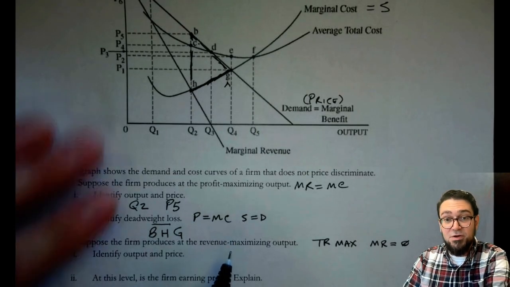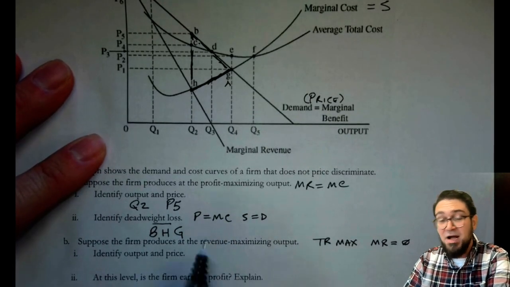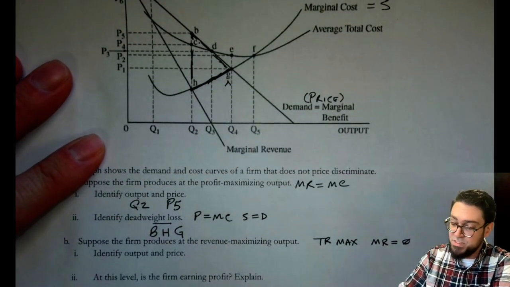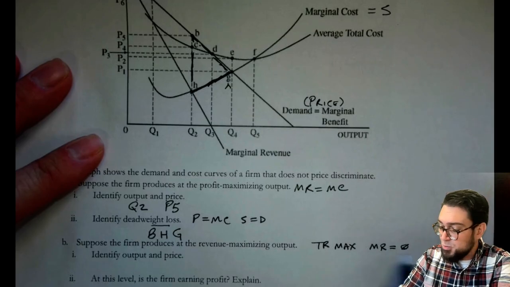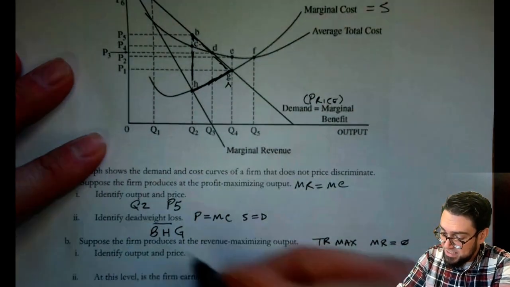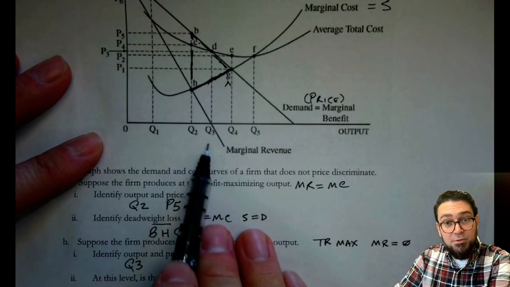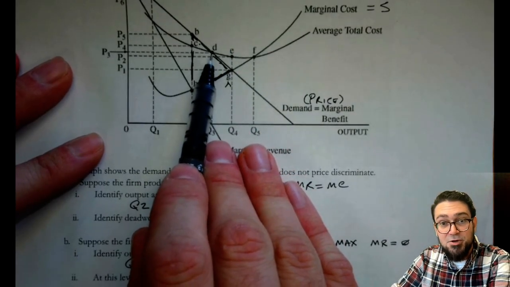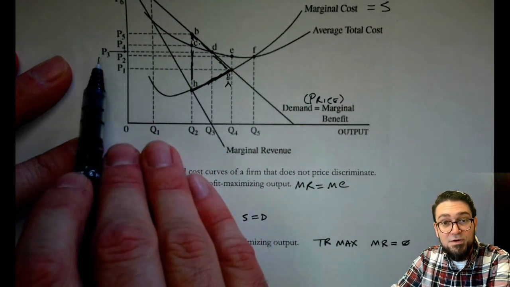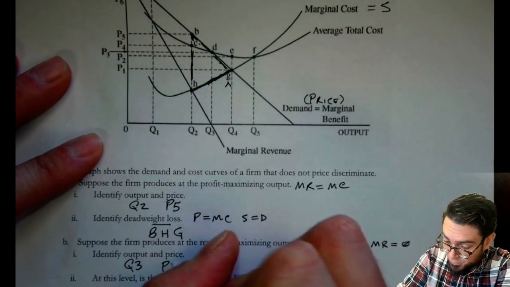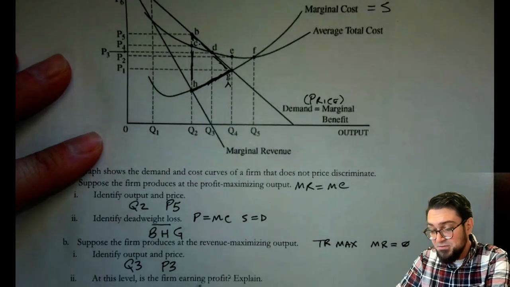Yeah, sure, they're going to end up maybe not making as much profit, but maybe they want to grow the company first. So we think about TR max occurring where MR equals 0. That is here at Q3. So that's where MR crosses. How do I know what the price is? Well, I go all the way up to the demand curve, up here to point D and over, and that corresponds to P3.